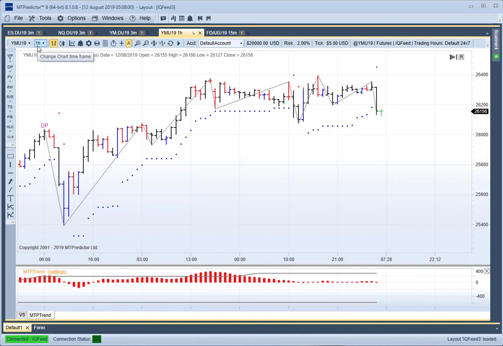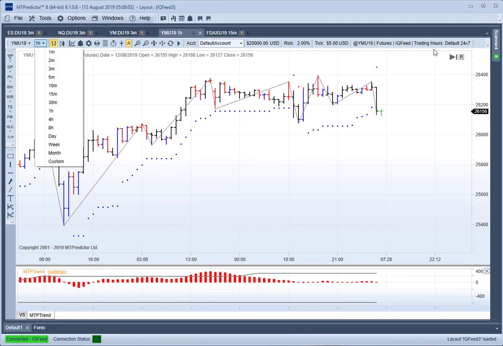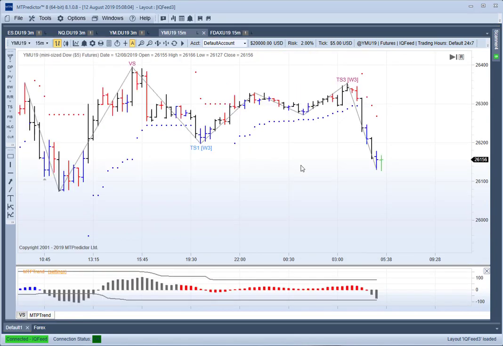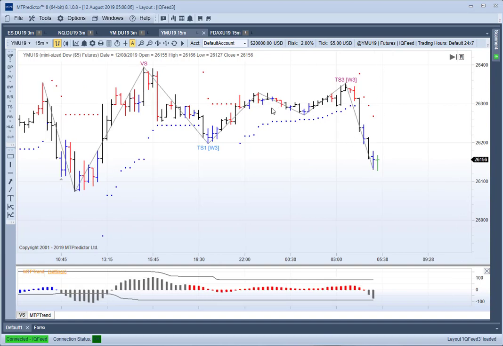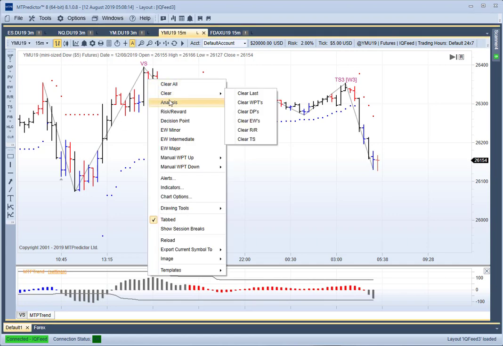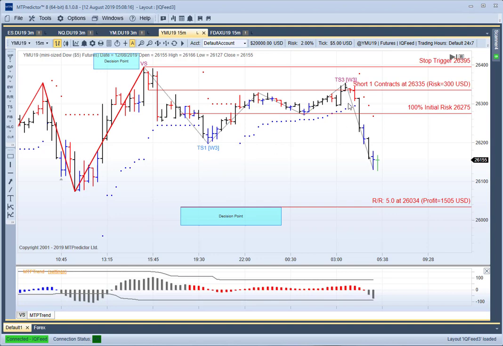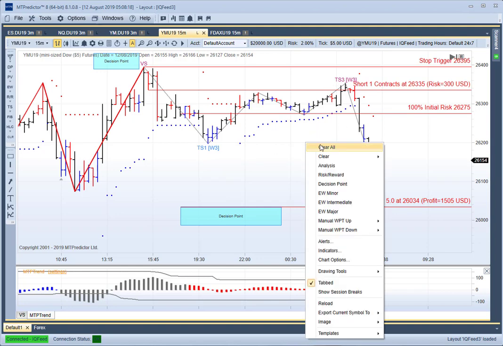So I want to have a look on the YM. This is on a 24-hour chart, and the trade setup I want to have a look at is this TS3 sell setup that's unfolding here. There was a nice VS setup here a bit earlier as well, but the one I want to look at is this TS3 sell.